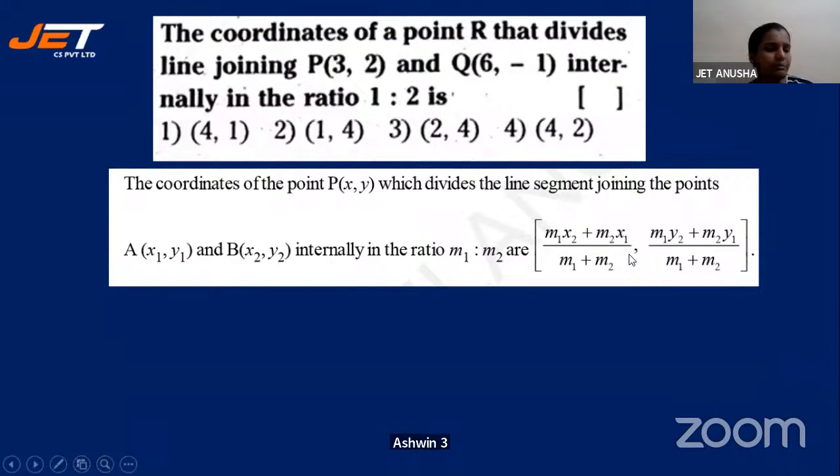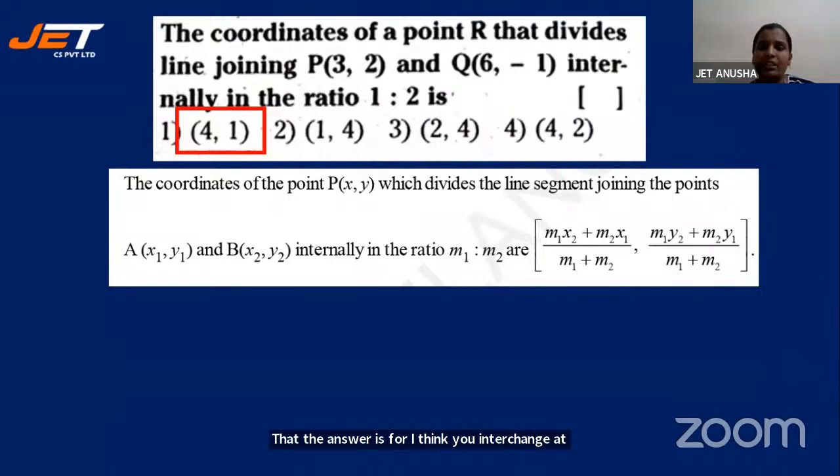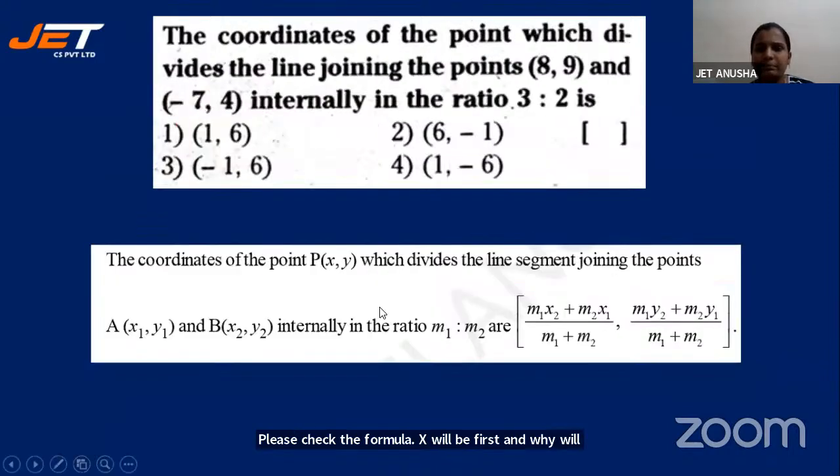Ashwin 3, Pavani 2, Taruni 3, Shruti 2, Amulya 3, Yogita 2. So let's see what is the correct answer. The answer is (4, 1), ma. I think you interchanged the formulas. Please check the formula. X will be first and Y will be second. Rohini, Swati, very good. So we'll go with the next one.